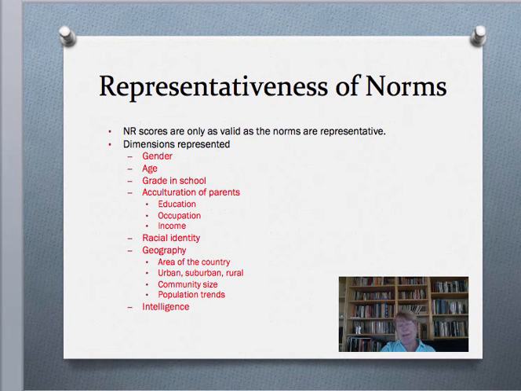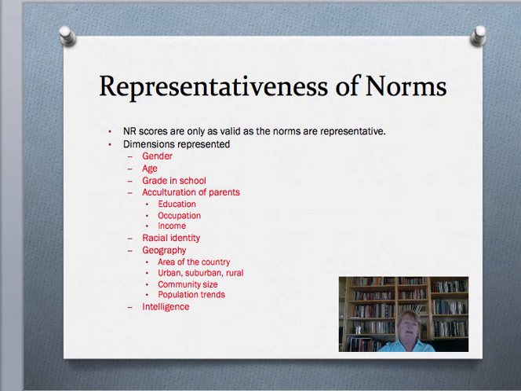Now here they tend to look at the male caregiver, so sexism goes both ways, and the income level of the family can be important. All three things comprise socioeconomic status, and all three things are important to that. So income alone is not predictive, for example, of acculturation. They look for racial identity. So you want to see various races and ethnicities represented in the normative sample. We look for geography, so the various areas of the country, urban, suburban, and rural, community size, large versus small, and population trends.